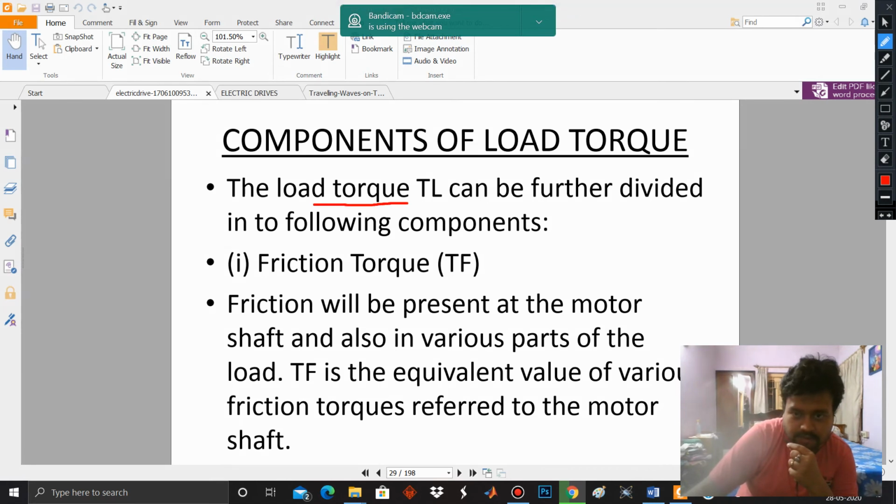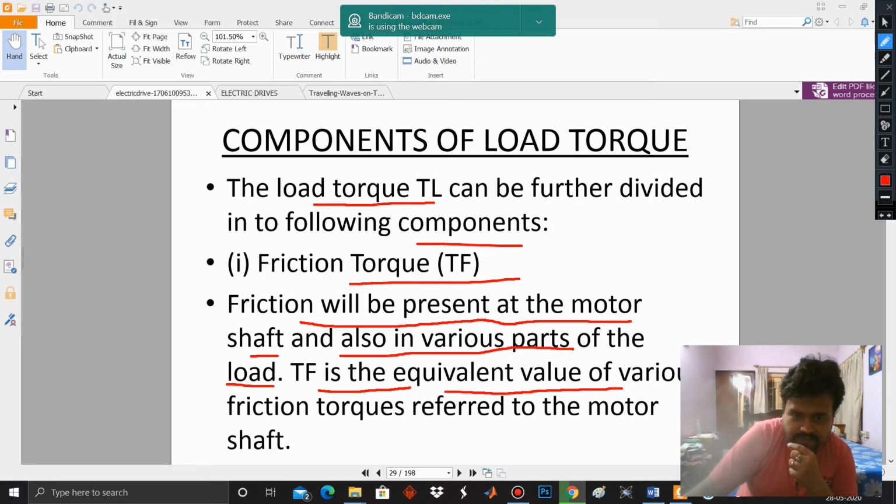So the load torque tau L can be further divided into the following components. One is the frictional torque. So friction will be present at the motor shaft and also in various parts of the load. So the frictional torque is the equivalent value of the various frictional torques referred to the motor shaft. So that was shown in the diagram, represented by three different colors.